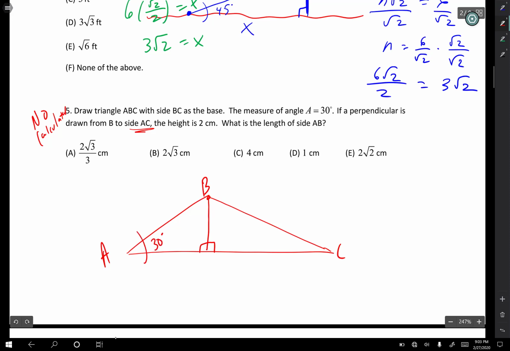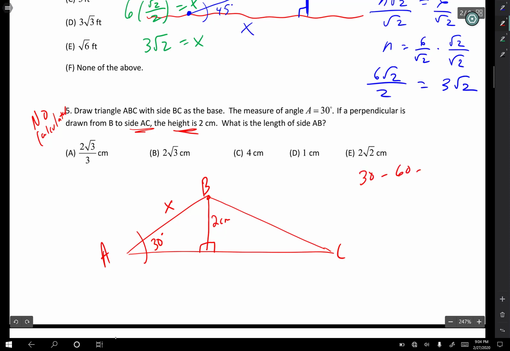A is 30 degrees. I want to figure out this height. And they give me the height. The height, oh, that's not a height. That's a hypotenuse, sorry. The height of this triangle is 2. So that's 2 centimeters right there. So there it is. It's really simple now. So this is the 30, 60, 90 triangle.